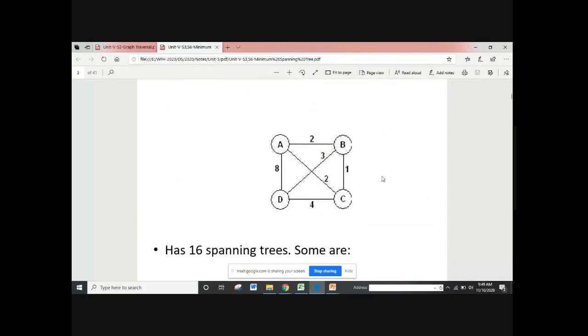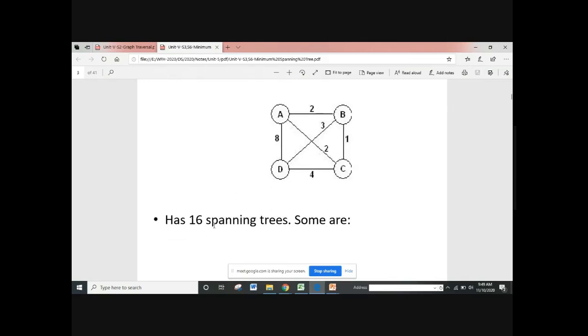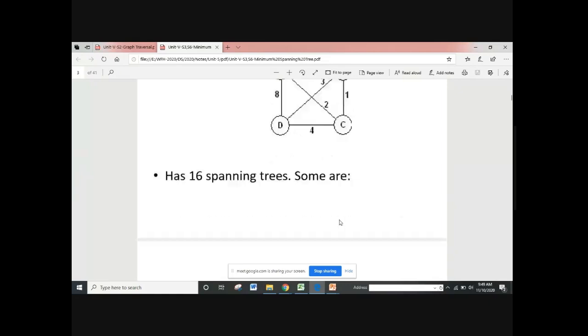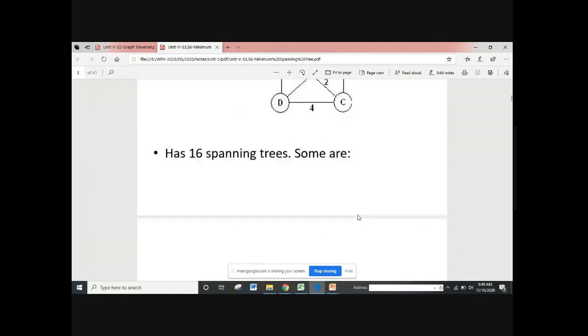So for this graph, the costs are given: A to B is 2, A to D is 8, D to C is 4. Likewise, all the costs are given over here. Now I have to find out how many spanning trees there are. As of now, I have told you there are 16 spanning trees. How? Now we can create the spanning trees.